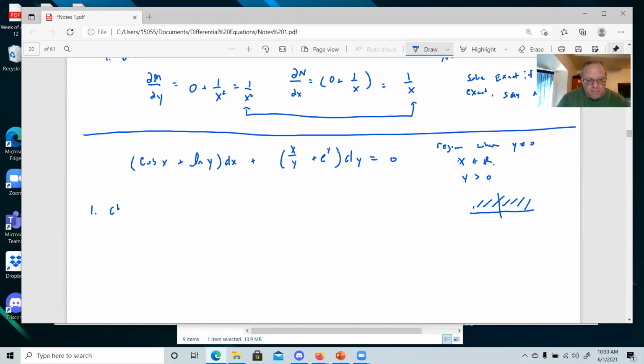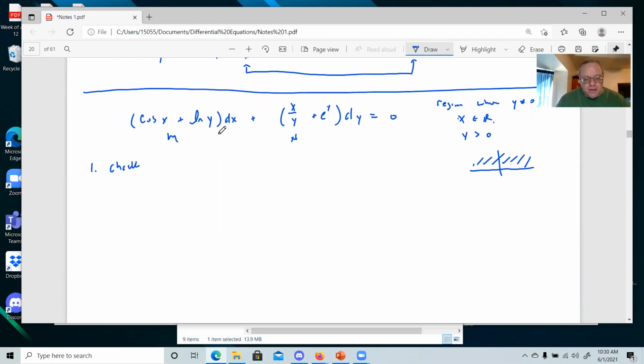So check. Right, here's my M, here's my N. Okay, so what we're going to do is take a look at dM/dy, and that is equal to the partial with respect to y of cosine x plus ln y. So remember, we're taking the partial derivative with respect to y. x has no say here, right? x is considered to be a constant, so that one's 0. Just take the derivative of natural log y, we just get 1 over y.